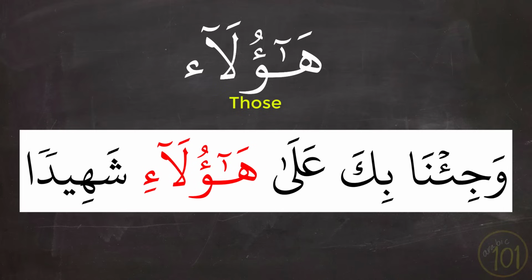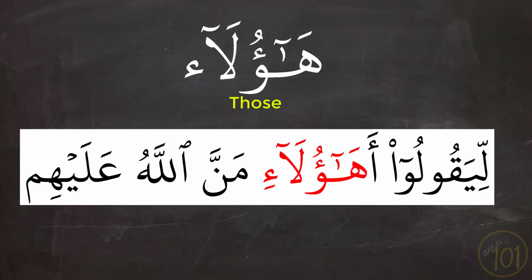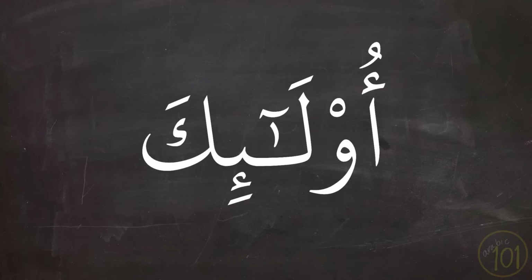وَجِئْنَا بِكَ عَلَى هَؤُلَاءِ شَهِيدًا. لِيَقُولُوا أَهَؤُلَاءِ مَنَّ اللَّهُ عَلَيْهِمْ. And أُولَئِكَ means those.